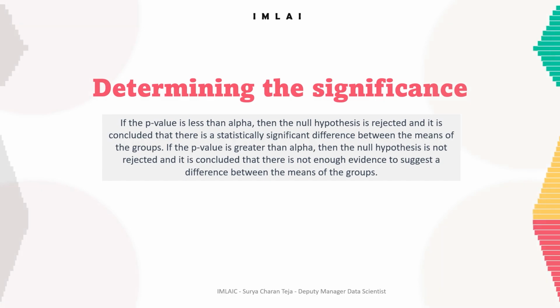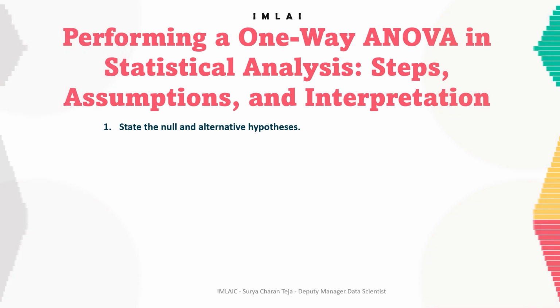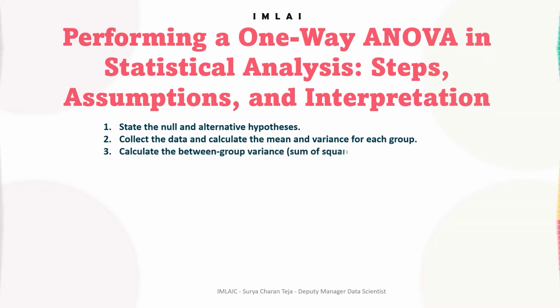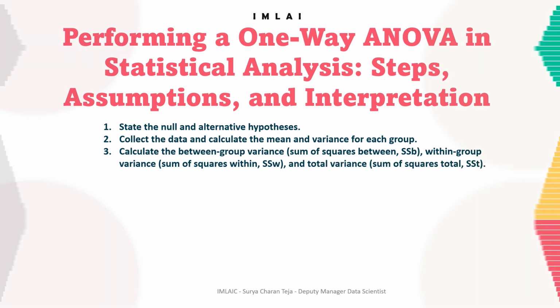Now the procedure, a step-by-step procedure to perform a one-way ANOVA, analysis of variance. The first step is to state the null and alternate hypothesis, then collect the data and calculate the mean and variance of each group. Then the most important step comes, third one: calculate the between group variance, which we call the sum of squares between, SSB, or within group variance, SSW, sum of squares within.